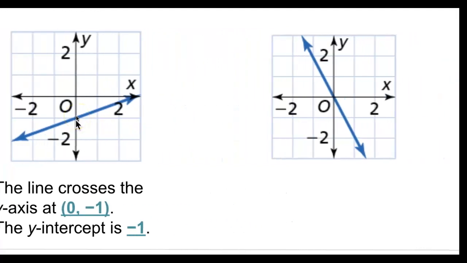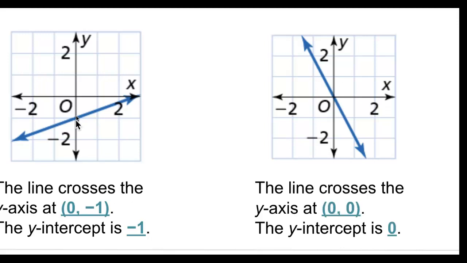As we take a look at the last one, we can see that this line goes right through the middle where the y and the x-axis come together. And this crosses at the point (0, 0). And here we say that the y-intercept is 0. Keep in mind that this does not mean that the y-intercept doesn't exist, but that its number value is 0.